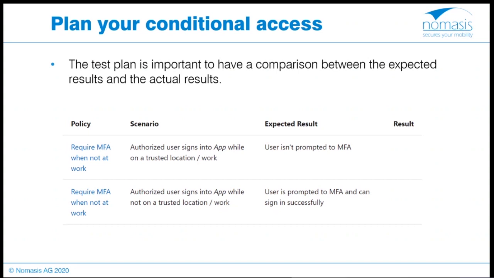The first one would be that an authorized user signs into the app while on a trusted location, so at work. And the second scenario would be that an unauthorized user signs into the app while not on a trusted location. By using these explicit scenarios where all the cases are tested, you can say, we expect this result. So the user should not be prompted for MFA, or in the other case, the user should be prompted for MFA. And you can easily test the result and compare. This way, you can make sure that you don't forget anything and that you don't have unexpected results.